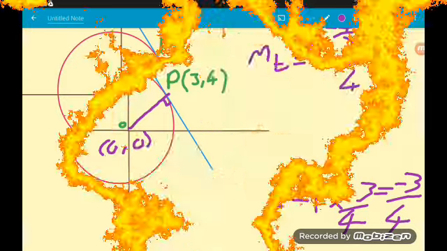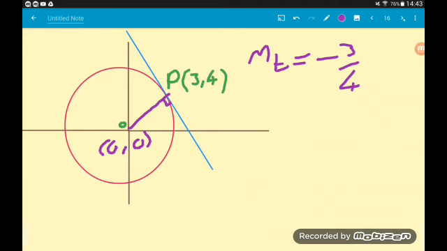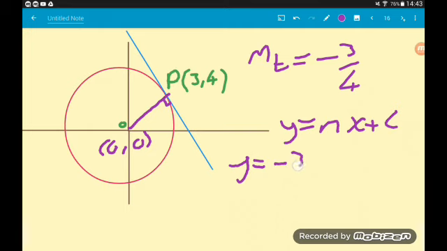Okay, so now that we know the gradient of the tangent, it's time to whip out y equals mx plus c, the general equation of a straight line. So for our tangent, we now know that m is minus 3 quarters. So we get y is equal to minus 3 quarters x plus c. So we now just need to work out the value of c.